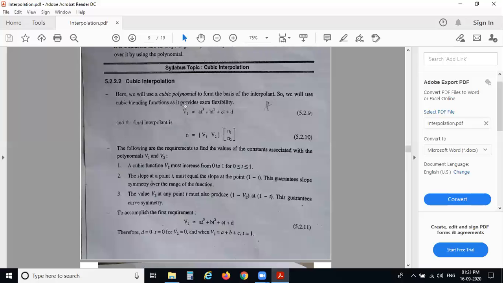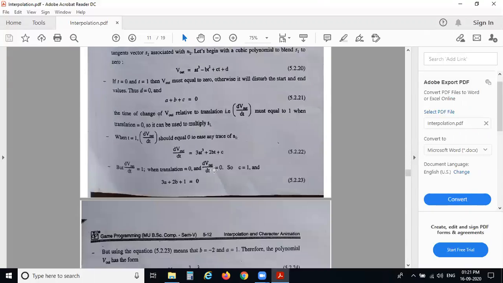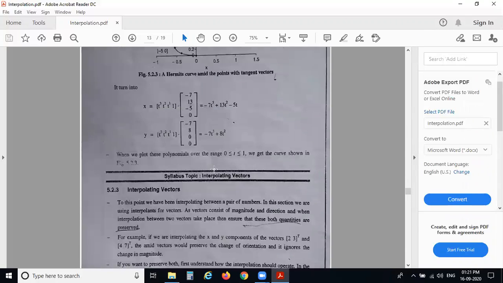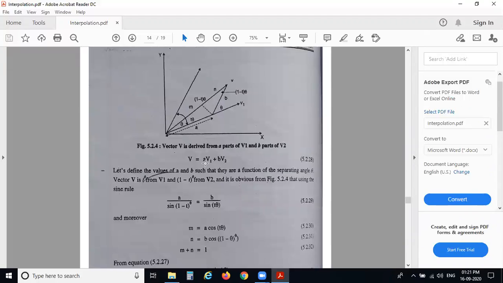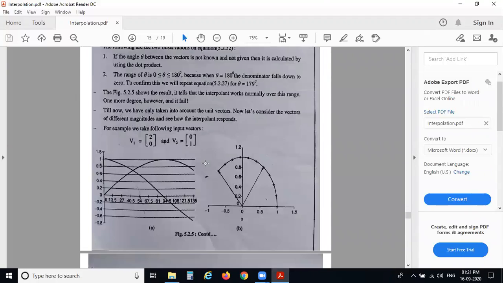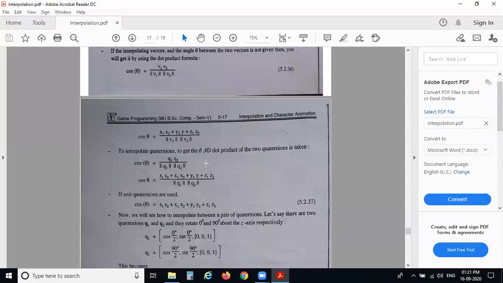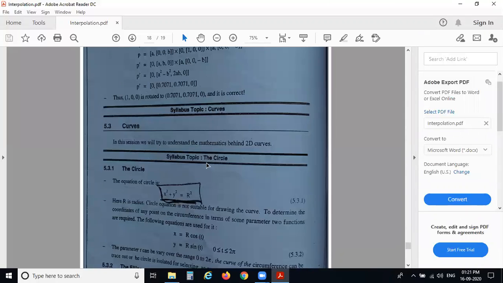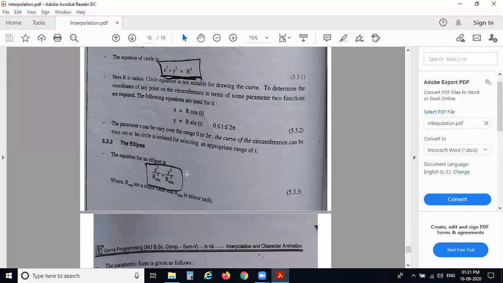Then cubic interpolation, then interpolating vectors, then interpolating quaternions and curves. In curves there are two mathematical concepts used, which are circle and ellipse.